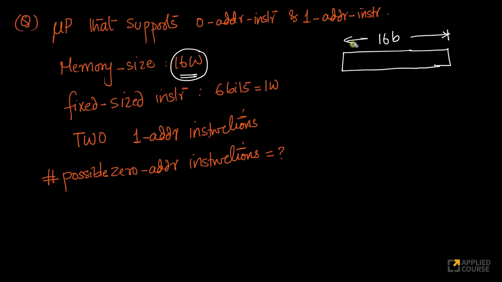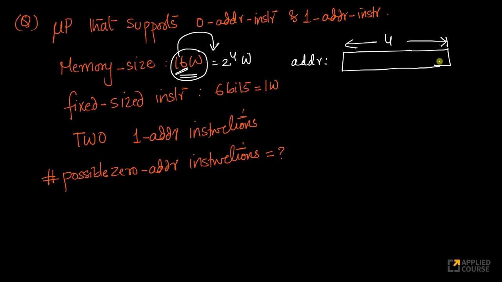Since it is 16 words, how many bits do I need? 16 is 2 power 4 words, so I will need a total of 4 bits for my address. Very simple, because my memory size is only 16 words. This is a very simple toy example, not a real world example. We'll see some real world examples in a little while. This is just for you to understand the expanding opcode technique.